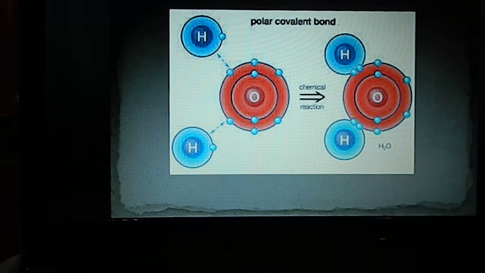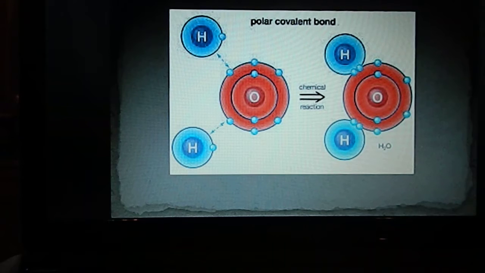So here's an example of polar covalent bonds in water, right? The hydrogens have one electron to share. Oxygen needs two electrons, so it bonds with two hydrogens to form H2O, or water, right?